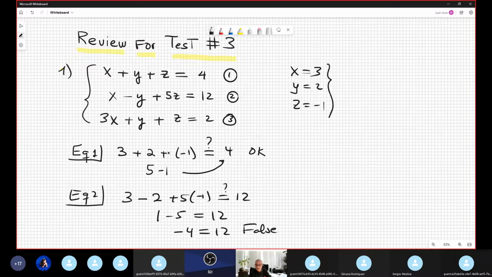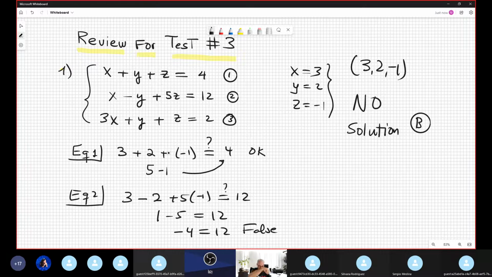So it's not that the system has no solution. Maybe the system has a solution, but I don't care. The important thing is this ordered triple 3, 2, -1 is not a solution for this system. Okay? Do you understand or no? Obviously it's option B in the handout. Everyone follows me so far? Okay, understood. Emily T says understood. Okay, Emily T, you always understand everything very well.